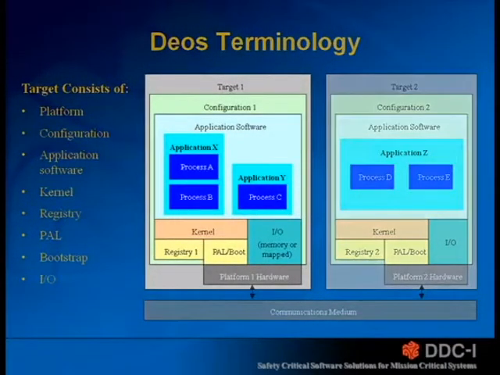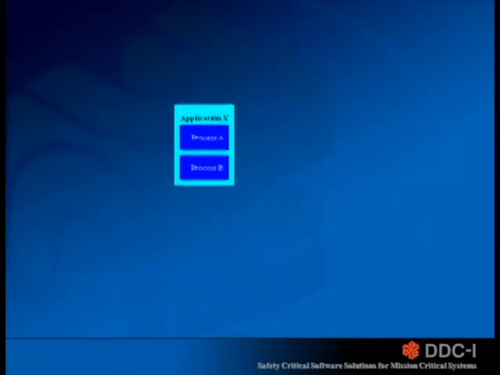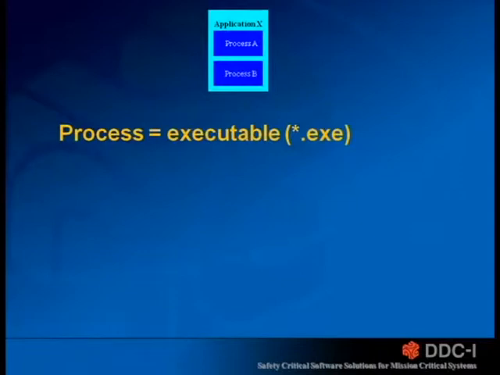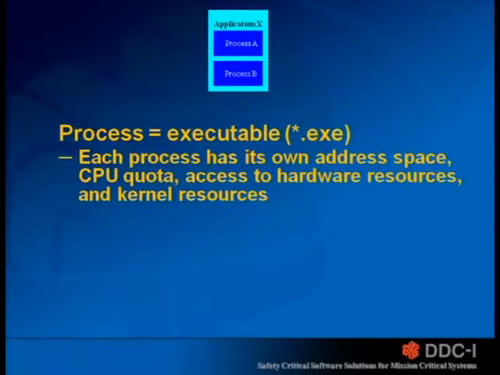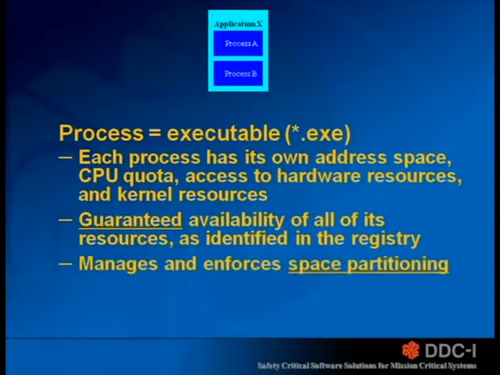Now let's talk about processes and threads within an application. An application typically has multiple processes where each process is an executable file and is associated with a single level of design assurance. Each process has its own address space, CPU quota, access to hardware resources, and kernel resources. DOS guarantees availability of all process resources as specified in the registry. Processes are the software units responsible for managing and enforcing space partitioning.